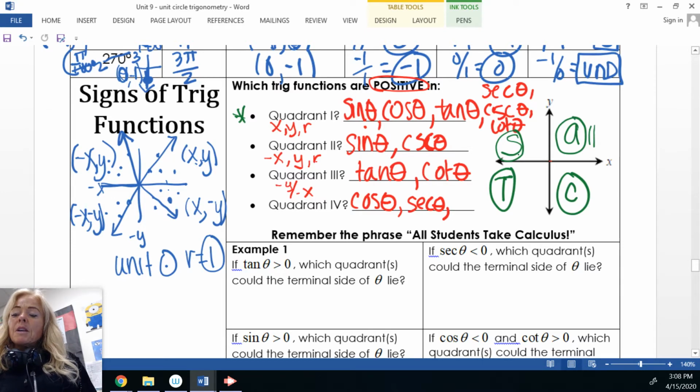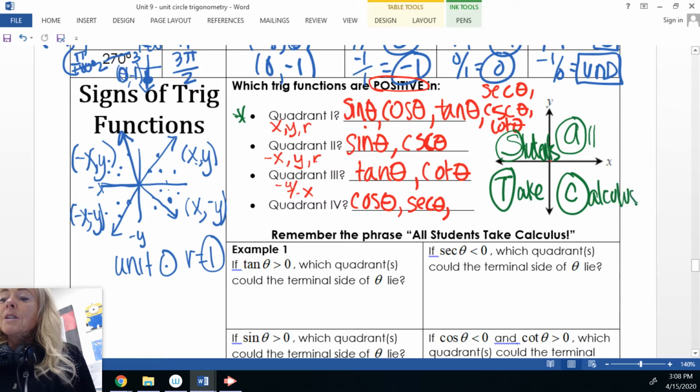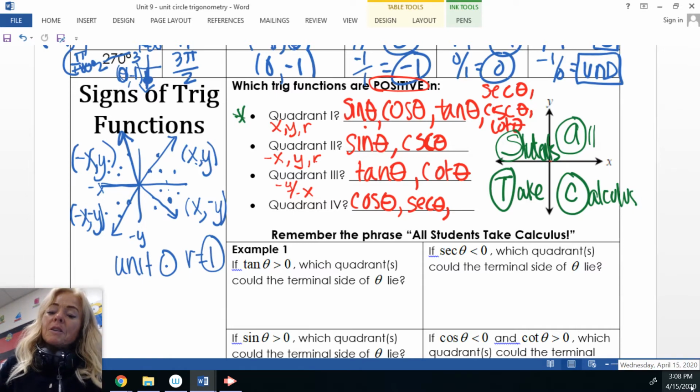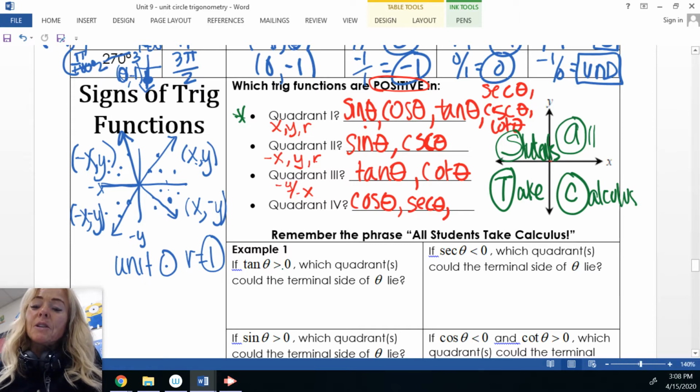So we have "all students take calculus" as a way to remember which trig functions are positive in all of the quadrants. With that, if you're looking at example 1, it says if tangent theta is greater than 0, in which quadrants could the terminal side of theta lie? Tangent theta is greater than 0 is the key.